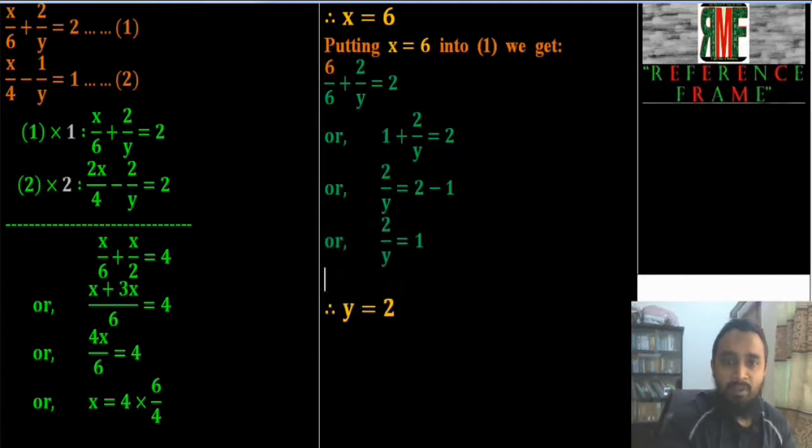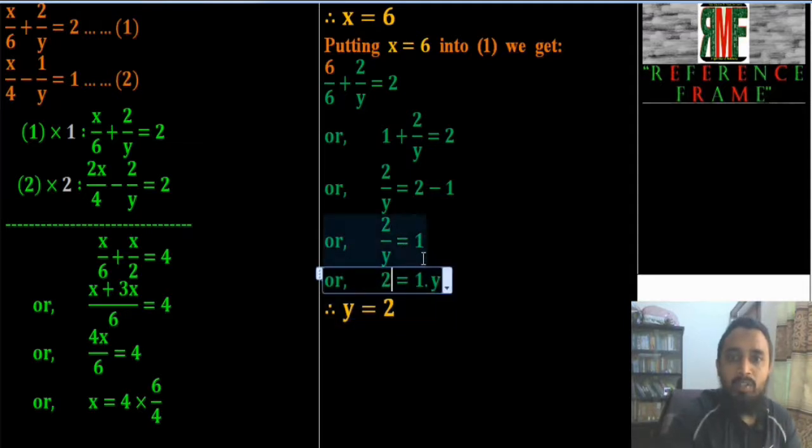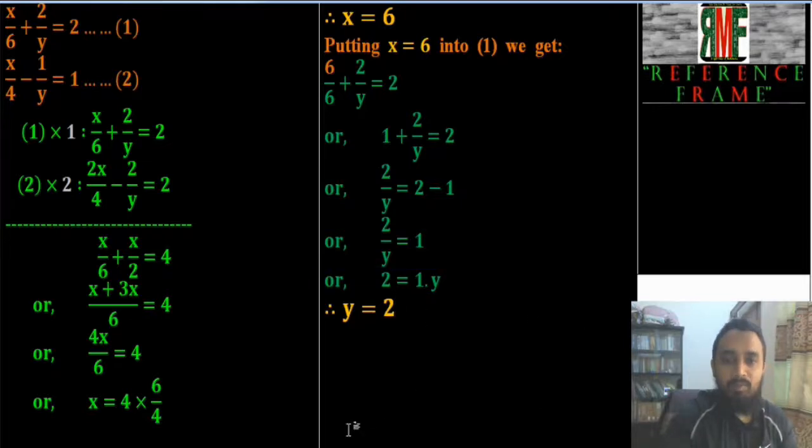If you have confusion, I'm going to write down another line here. So it's going to be 1 into y, and on the left hand side we're going to have 2. So look, 2 is equal to 1 into y, therefore y is equal to 2. So I hope you can solve the problem by yourself right now.